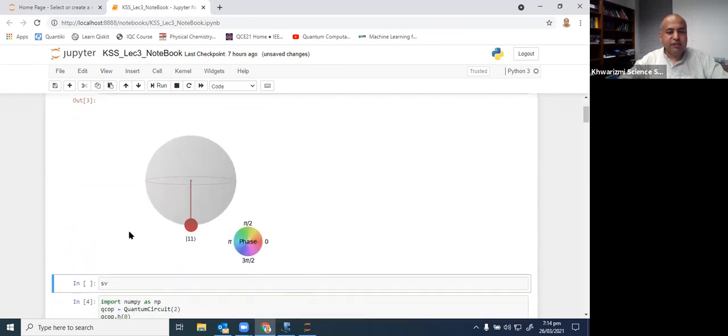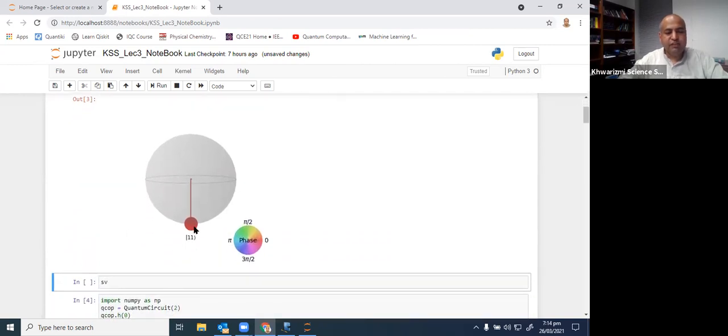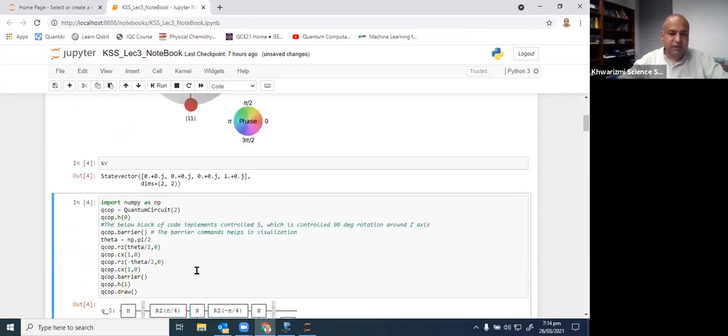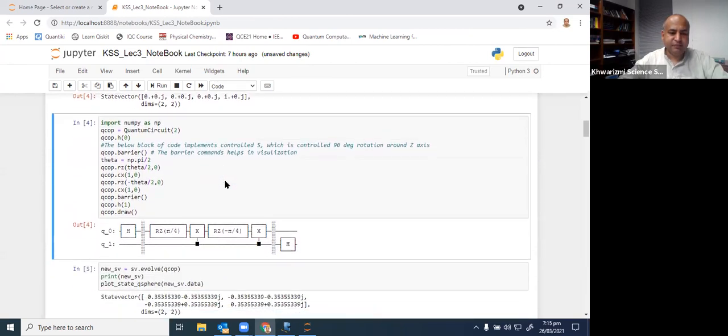So it means on the Q sphere, I will see only one dot at the bottom and it's red in color, which means that this red color corresponds to 0 degree phase. So this SV is nothing but the 0001 state. That's how we have already worked. This is a column vector with 0001 entries.